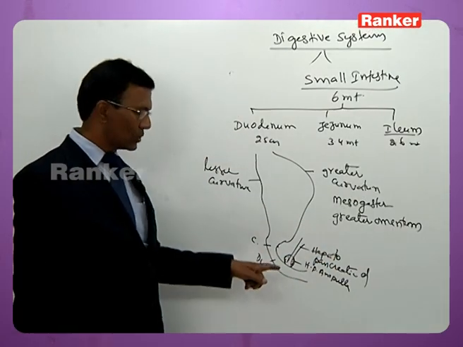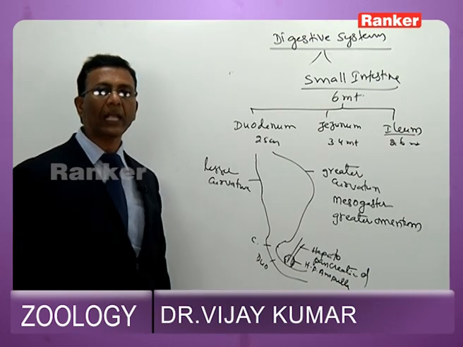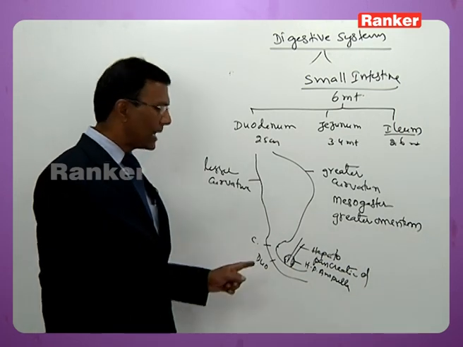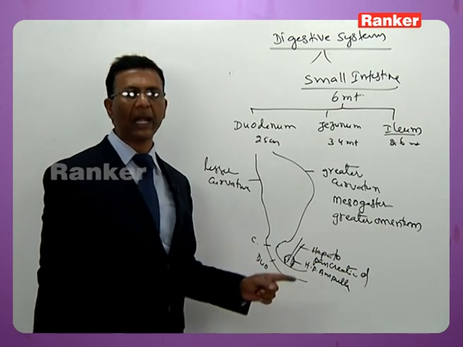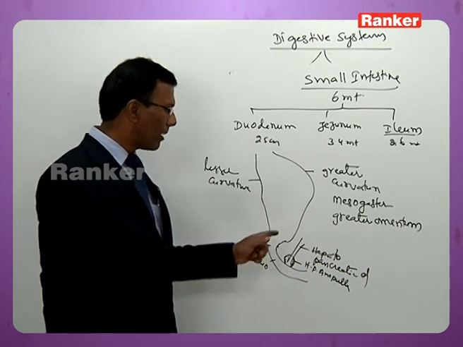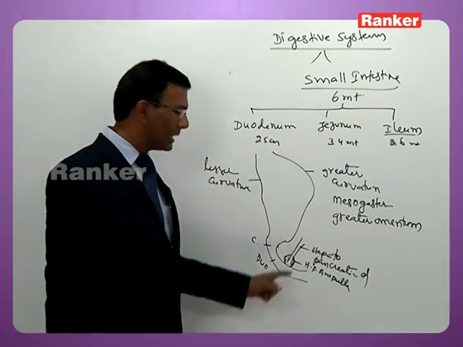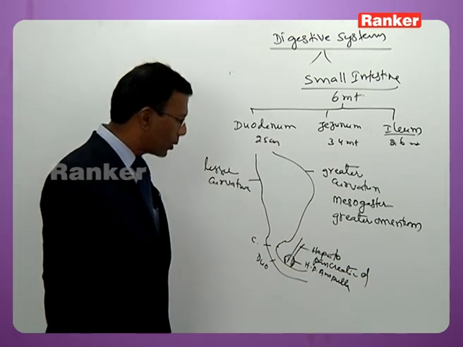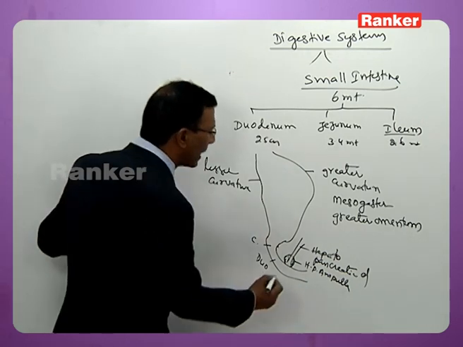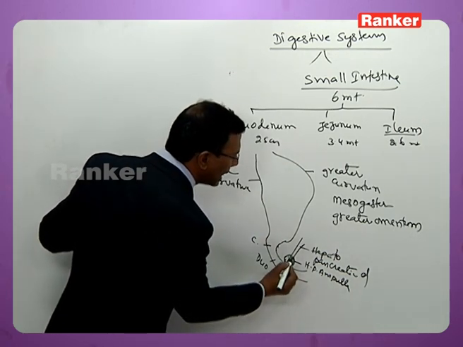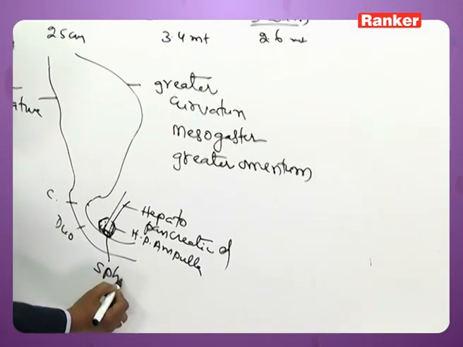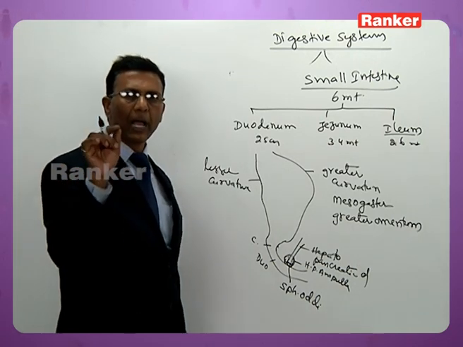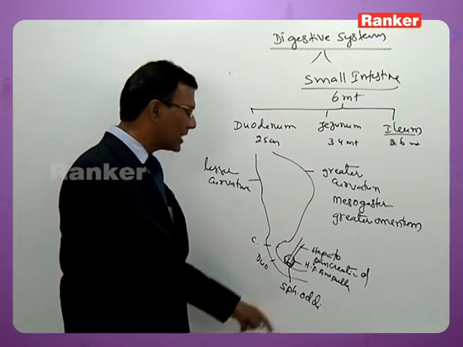The hepatopancreatic duct is formed by the union of the hepatic duct and pancreatic duct, that is, the bile duct and pancreatic duct. Both of them unite to form the hepatopancreatic duct, and at the point of opening they have a thickening known as hepatopancreatic ampulla. The ampulla is internally guarded by a sphincter known as the sphincter of Oddi.